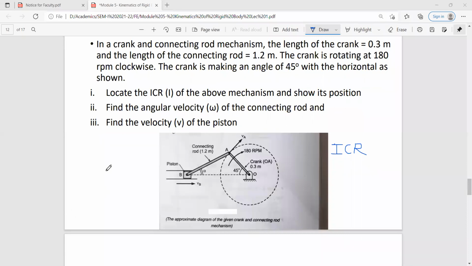Okay, so what is given to us? Given: we will write down that length OA is equal to 0.3 meter. It is a given data. Then the length of the connecting rod is 1.2 meter. So the connecting rod, you can see, is shown as AB. AB is the connecting rod. So I will write down the information here. AB is 1.2 meter.